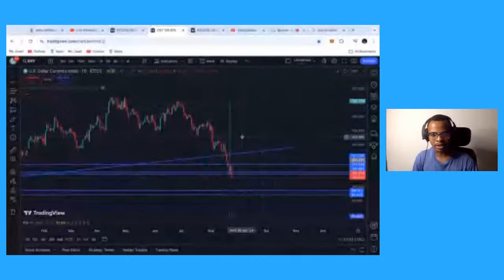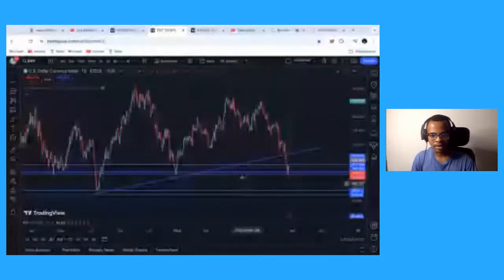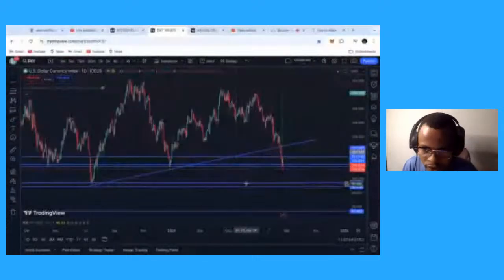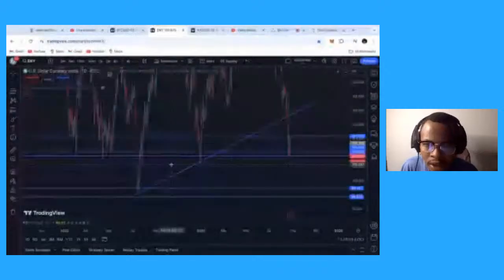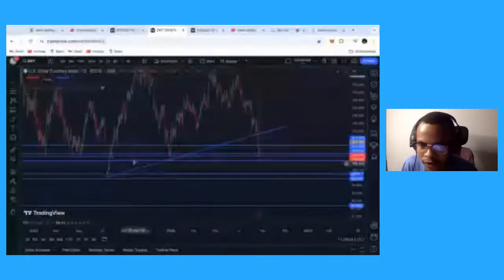Now, the next resistance area we are looking at right now is here. We also have this tiny resistance here, this resistance region here. We also have one here, as you can see. I have one here, but this is likely where the market is going to touch before it starts reversing, because this is where we have the sea of liquidity.